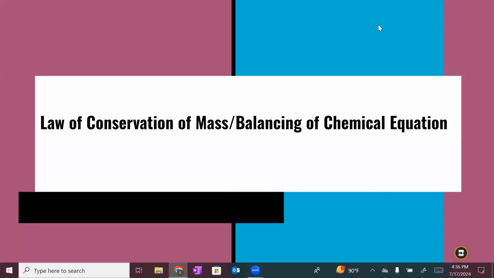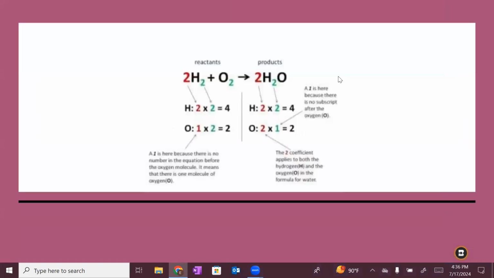The topic today is the law of conservation of mass and balancing of chemical equations. Let's do a little review of what we did in the last video. We have reactants and products, and we know what a subscript is. You see the subscript? And the coefficient is.